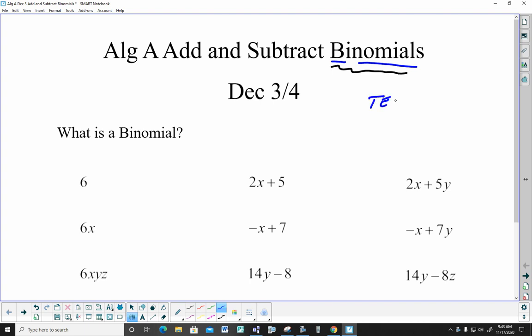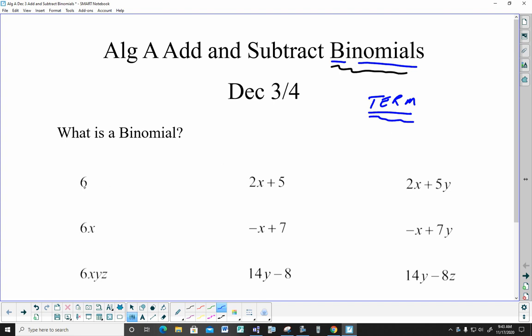and that is, what is a term? A term is something that's being added or subtracted from something else. Now, that's a really loose definition of it, so let's work on this a little more.